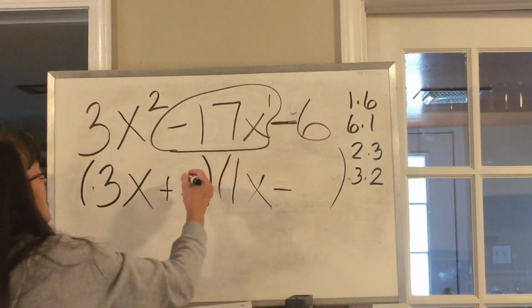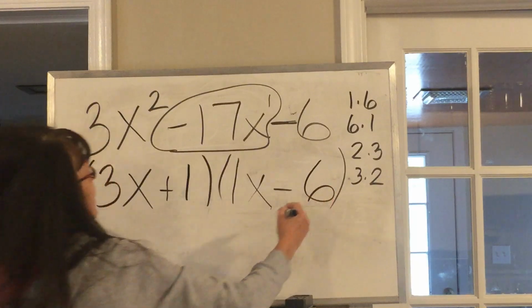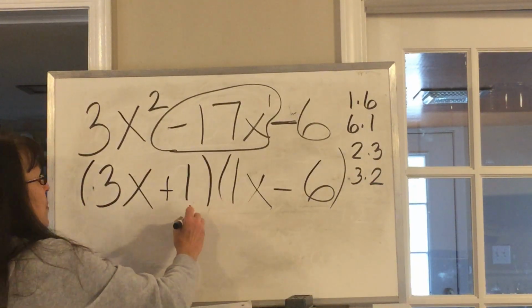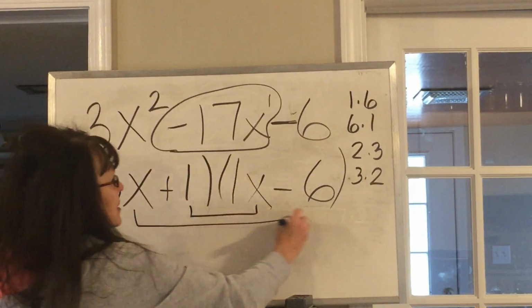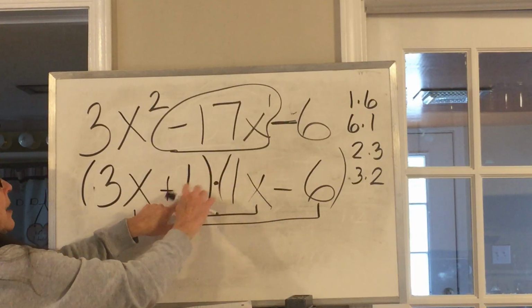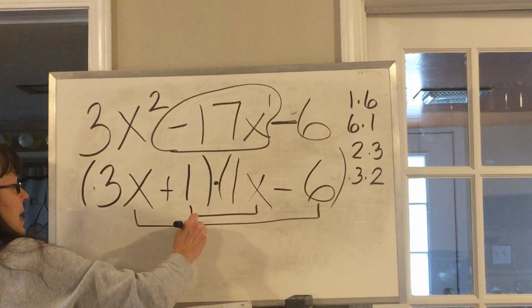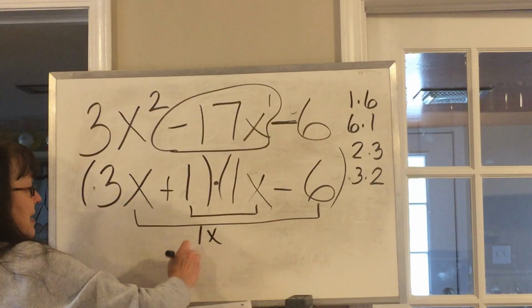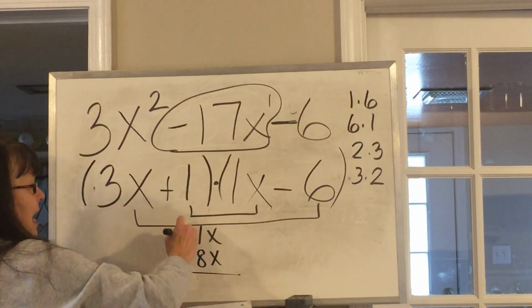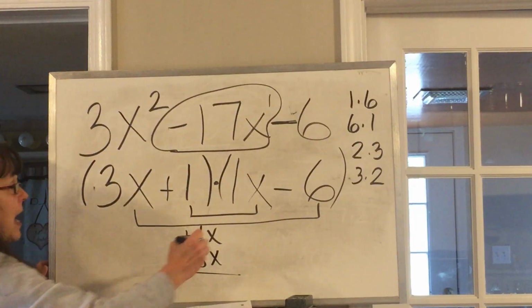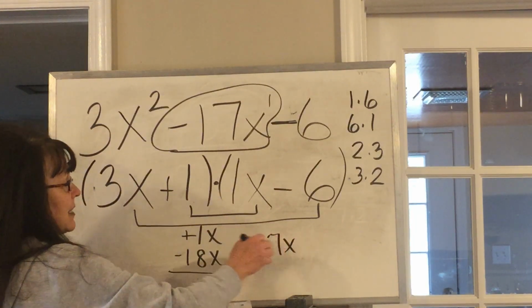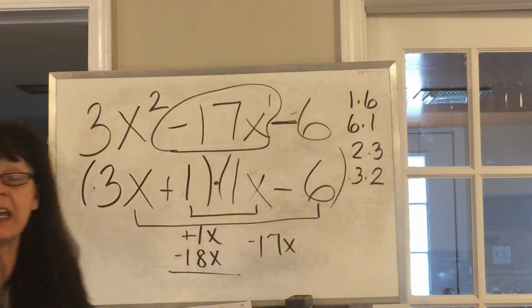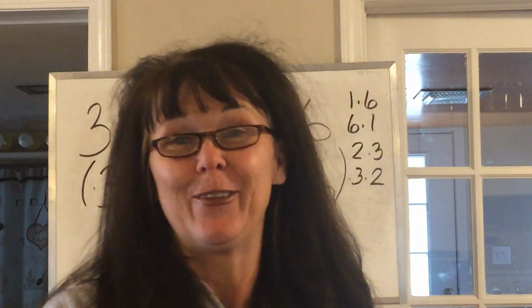We're going to try the first one. 1 times 6. Here we go. Now, how do you know if this is right? You do inside and outside of FOIL. You're multiplying. 1 times 1x is 1x. 3x times negative 6 is negative 18x. The signs are different, and you're going to subtract and get negative 17x. And we got lucky because that matches the middle. Okay, that's not going to happen on example 2 though. Okay, so let's keep going.